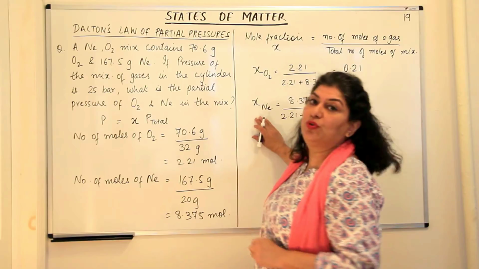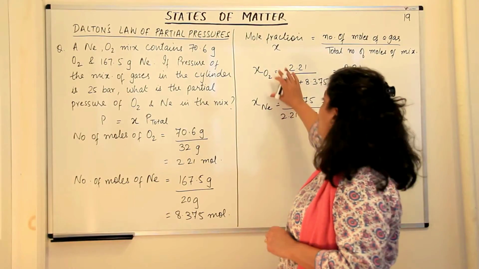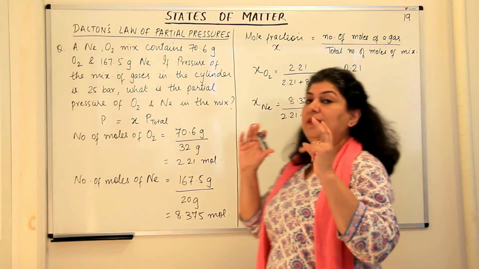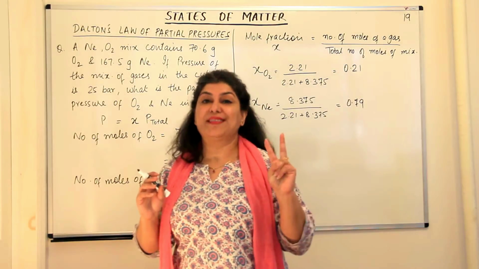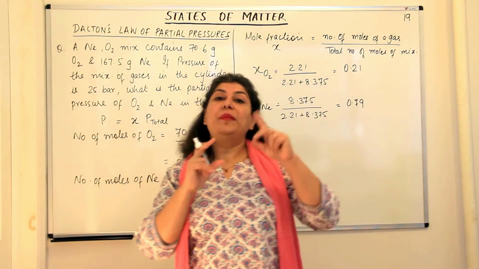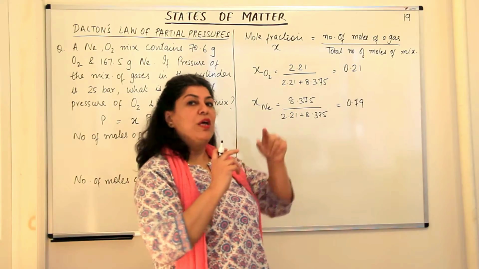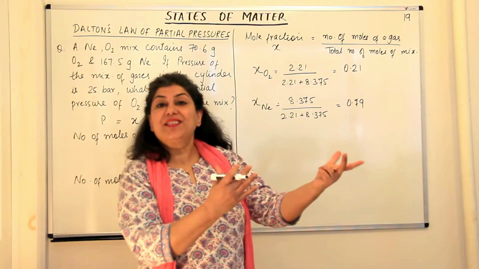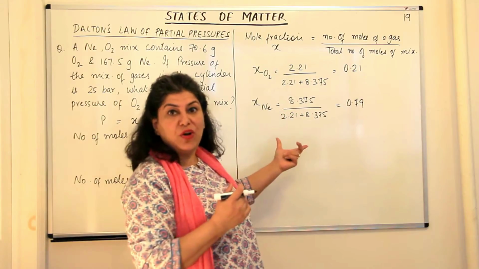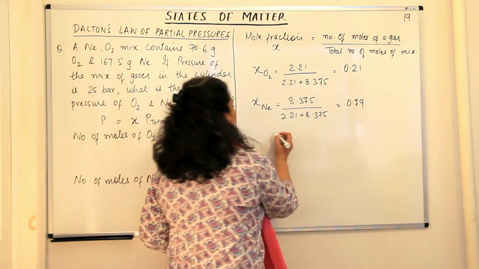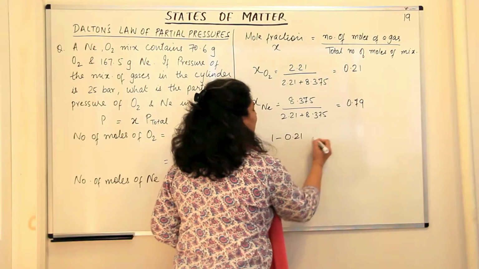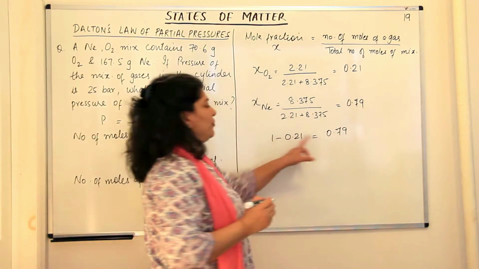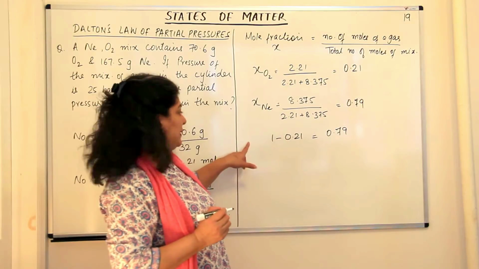There's another way you could have calculated the mole fraction. Once you calculated the mole fraction of oxygen, the mixture consists of only two gases. So out of one whole, 0.21 is oxygen. So what would the rest be? The rest would be neon. So what is that rest? 1 minus 0.21, if you do it, that would also come to 0.79. So you could find the mole fraction of neon by this.